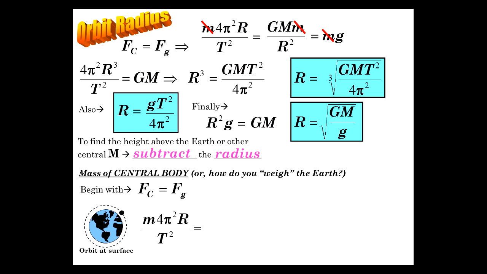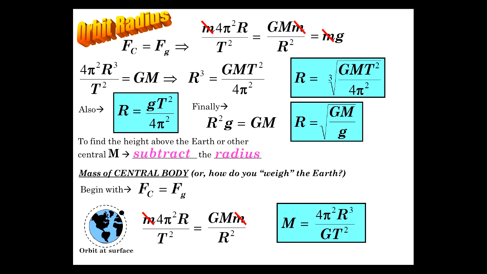m 4 pi squared r over T squared equals GMm over r squared. And what we want to do, we don't care about the mass of this, but by setting these equal, we can solve for big M. So that's what we're going to do. So big M equals 4 pi squared r cubed over GT squared. And that'll give us the mass of the Earth, or whatever else we're trying to find, if you happen to know the radius, and you happen to know the period, how long it takes for the object to orbit.